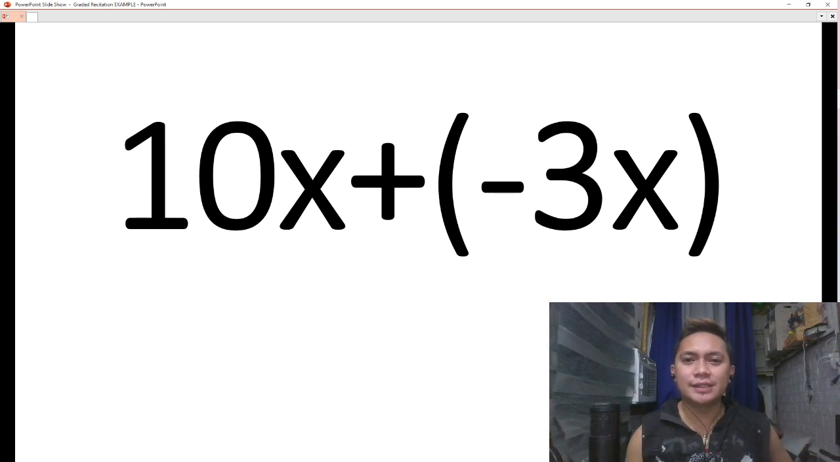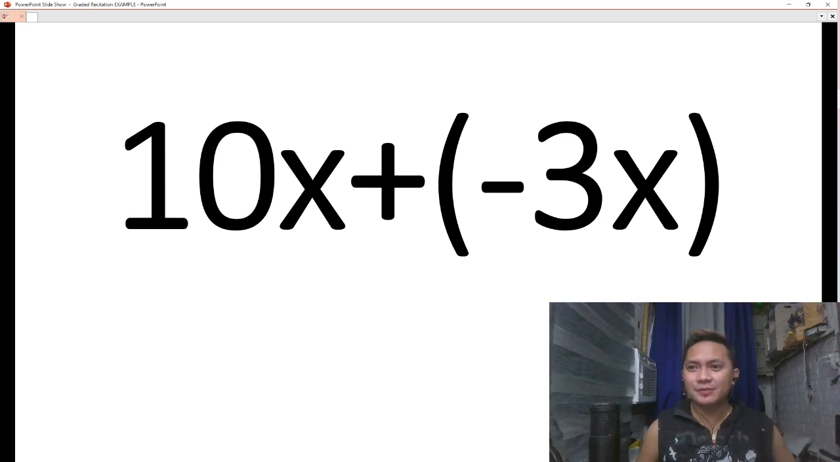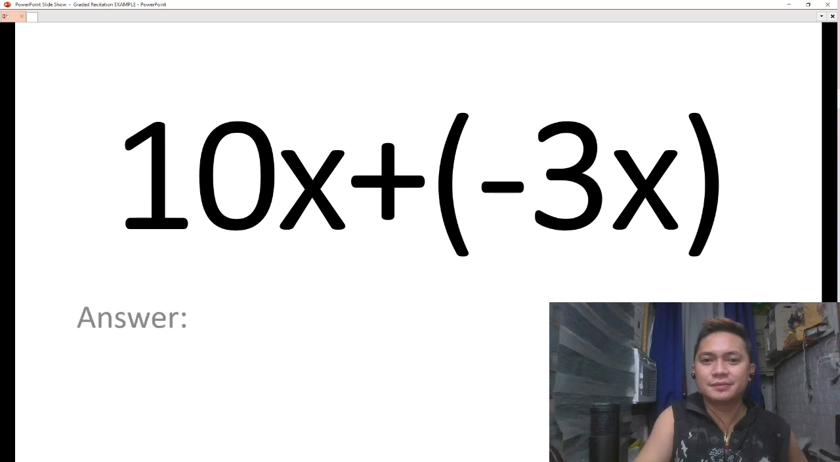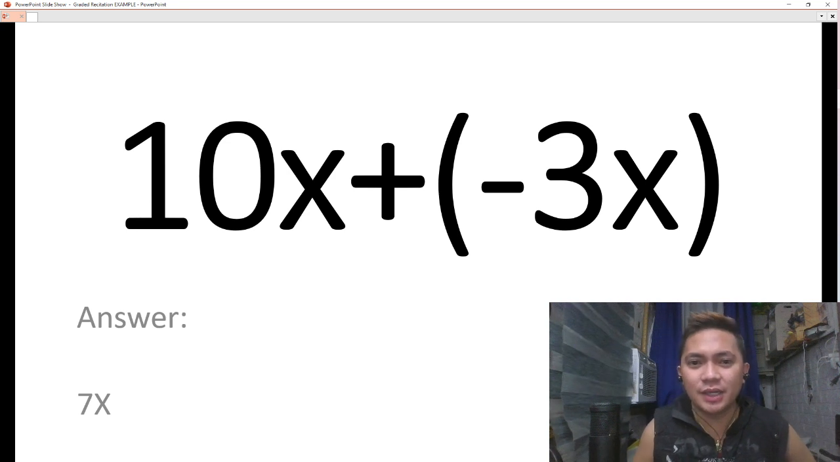Again, 10x plus negative 3x. 10 seconds. 5 seconds. Okay, so the answer is 7x. So as you can see, if positive, negative ay nagtabi sa sign na ito, okay, if positive and negative nagtabi dito sa ating equation, then that will be equals to minus.